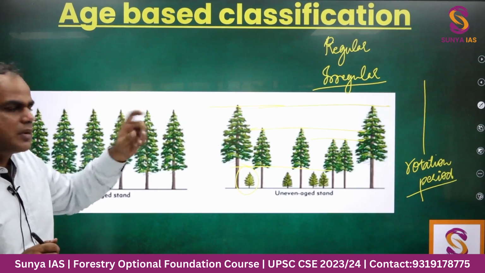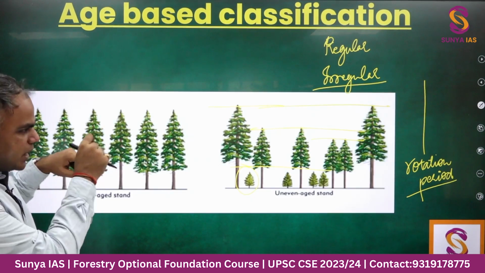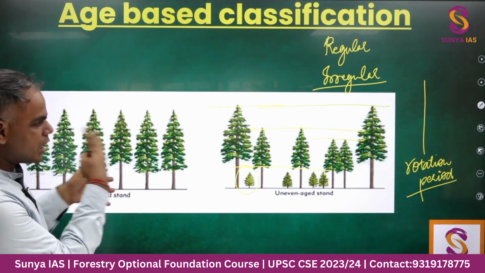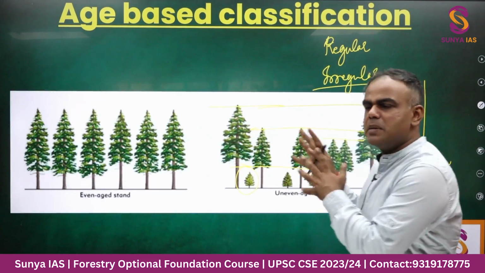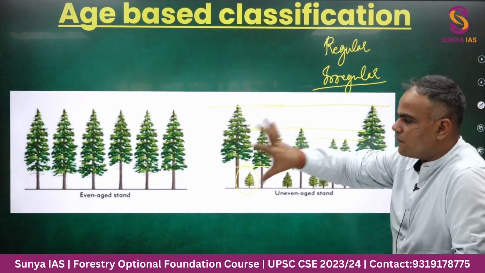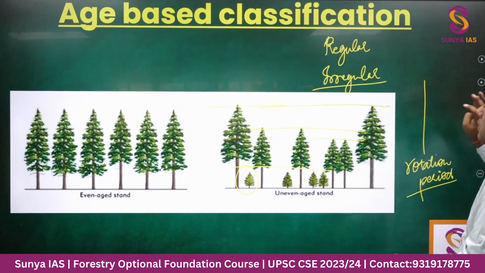Actually, if the age is less than 25% of the rotation period and more than 25% of the rotation period, this is how I classify. I don't want to go into technicalities in this very lecture. That will be done in lecture 2. But I think just understand age-based classification. You have even aged and uneven aged. That is the basics that you can just think about. Okay.